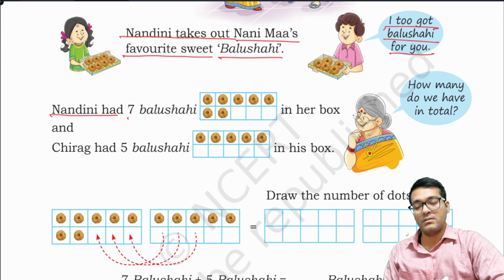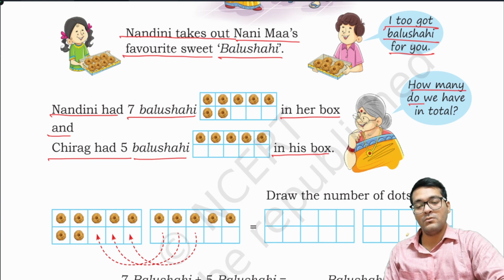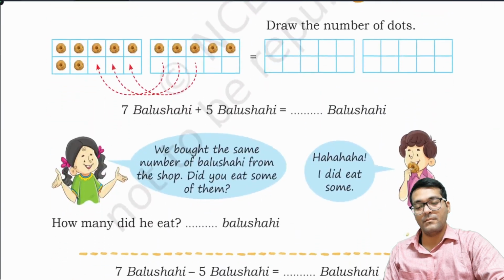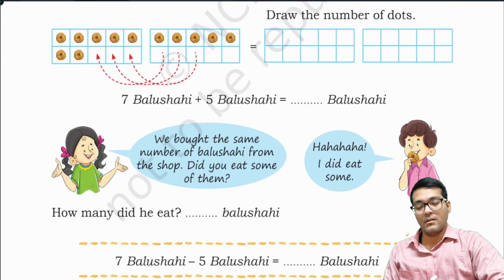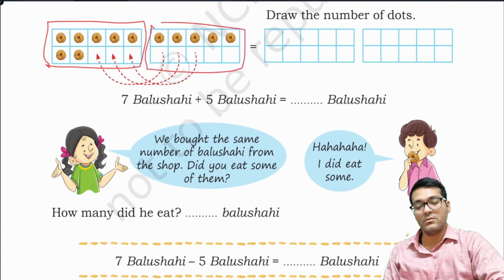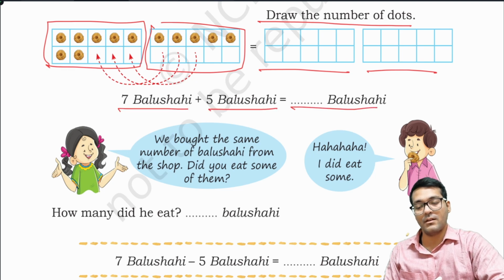Nandini had 7 Balushahi in her box and Chirag had 5 Balushahi in his box. "How many do we have in total?" says Nani Maa. 7 Balushahi and 5 Balushahi is equal to dash Balushahi. Draw the number of dots here. 7 Balushahi, 5 Balushahi is equal to dash Balushahi.